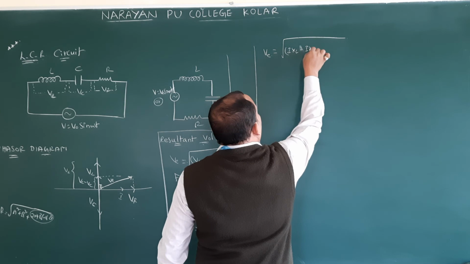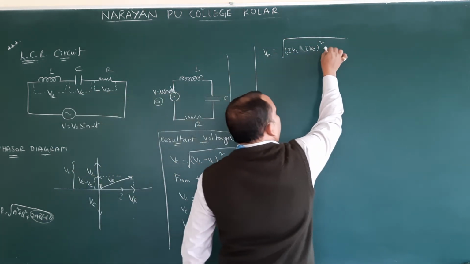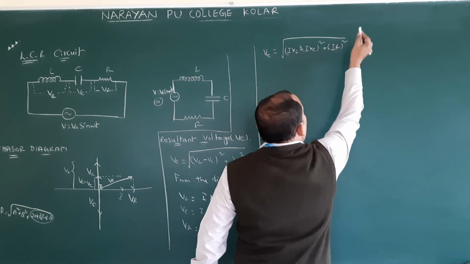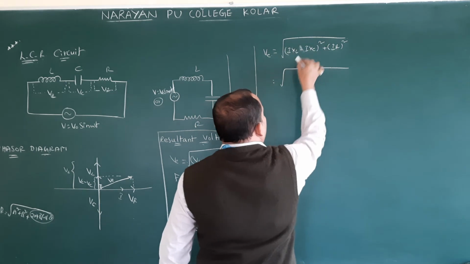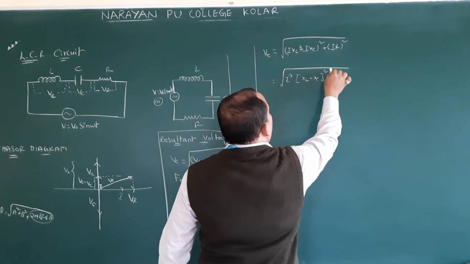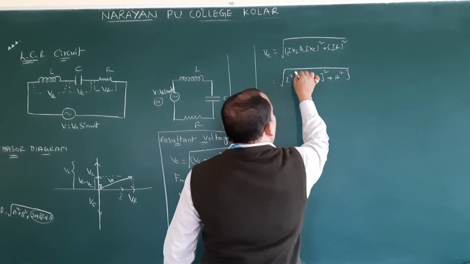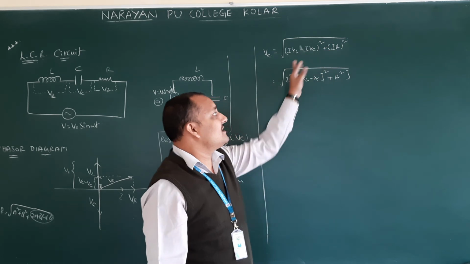IXL minus IXC, that is VL minus VC, plus IR whole square. What is common in this? I square is common: XL minus XC whole square plus R square. Isn't it? So this I square I am bringing outside from this term and this term.